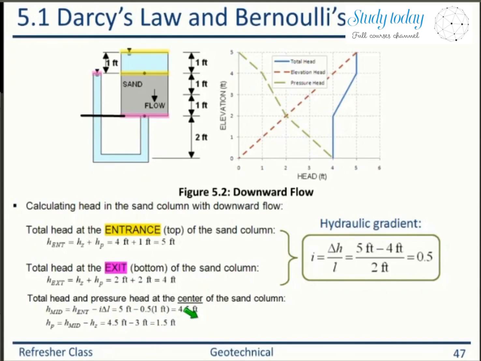Now, if you need to calculate pressure head, total head minus elevation head is pressure head, correct? Because total head is elevation head plus pressure head. If you want to calculate the pressure head, you know the elevation head, you know the total head, then pressure head is total head minus elevation head. Elevation head is 3 at the midpoint. So that will be 4.5 minus 3, which gives you 1.5 feet. Okay, so this way you can calculate the pressure head and total head at the midpoint of the sand column, or anywhere if there is a seepage flow, and you should know the distance.